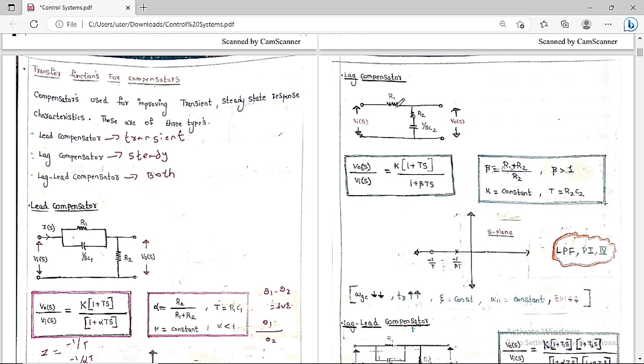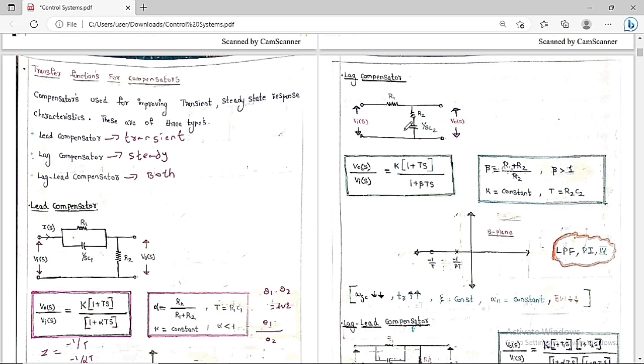Therefore you can see this is R1, this is R2 and this is 1 by SC2. Whatever this capacitor was, we have cut it down and kept it in series with respect to R2. So this is the circuit we are going to get. Output we have taken here, input we have given here. This is V_i of S, this is R1, this is R2, this is 1 by SC2 in terms of the Laplace domain. And this is V_o of S.